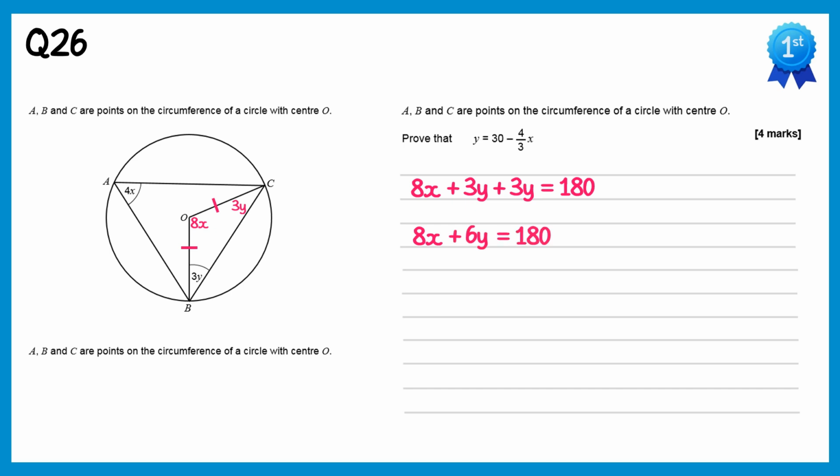Now to prove the statement in the question, we just need to rearrange to get y as the subject. First of all, take away 8x from both sides, the left would be 6y, and the right would be 180 take away 8x. We can then divide both sides by 6, on the left we'd end up with y, and on the right 180 minus 8x, both divided by 6. If we divide 180 by 6, we get 30, and 8 over 6 simplifies to 4 over 3, so it's minus 4 over 3x, and now we're done.